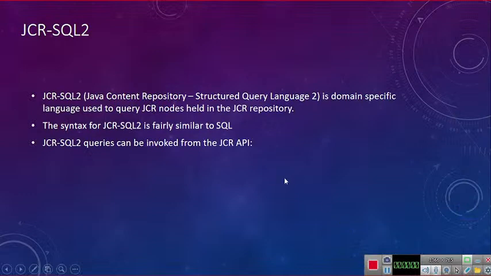Okay, so in this session, we are going to discuss JCR SQL2. This is one type of query only. If you want to find any nodes, components, or anything in the CRXDE, then you can simply use JCR SQL2. The syntax of JCR SQL2 is very similar to SQL.